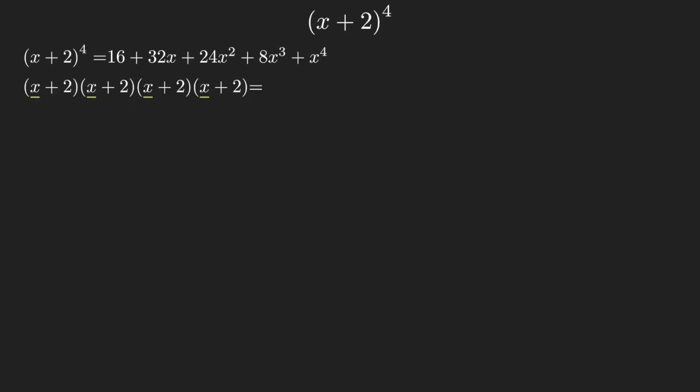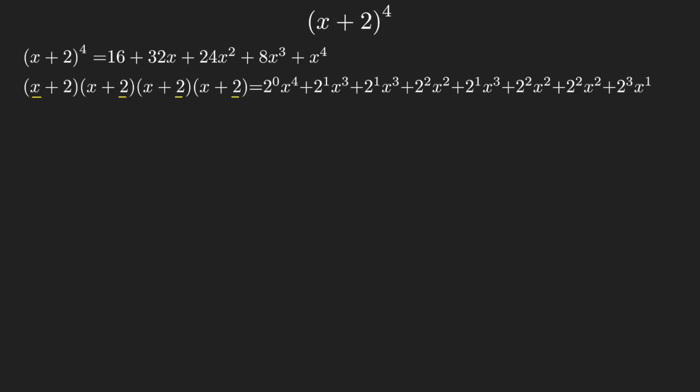To get one term, we can start by multiplying all of the x's together. We write this as 2 to the 0 times x to the 4 because we are multiplying 0 2's and 4 x's together. Similarly, to get the next term, we multiply all the x's together except in the last (x + 2) part where we use the 2. We get 2 to the 1 times x to the 3 because we are multiplying one 2 and 3 x's together. Then, we just repeat this process with every combination of x's and 2's to get the full expansion.